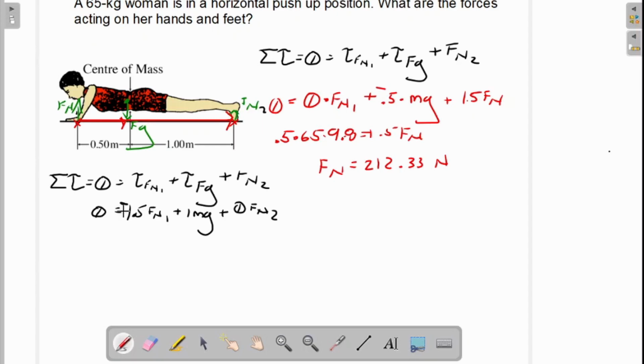But because the person is standing still, the sum of their forces in the y direction also has to be 0. So my normal forces added together minus my force gravity has to be 0. Either way I do this, I should get the same answer. Give it a try. Check back.